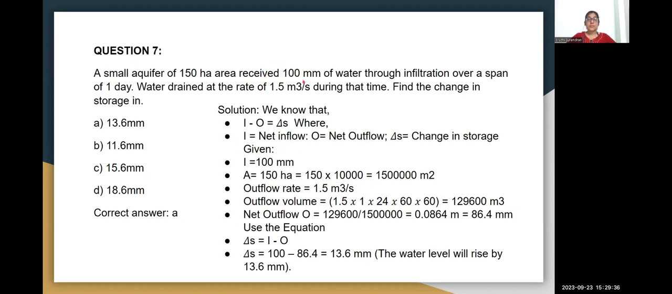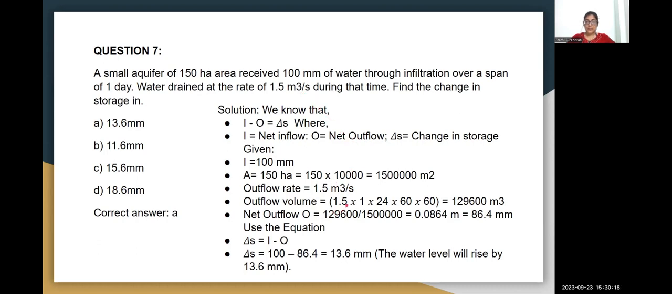Now outflow they have given in terms of rate. Here, inflow is given in terms of millimeter depth, but outflow they have given in terms of rate. We need to find the change in storage in mm, so we need to convert the outflow rate into outflow depth. In order to do that, we calculate the outflow volume by multiplying this term with the duration over which the outflow has happened. They have said that it is getting recharged by 100 over a span of 1 day, and outflow is also happening during that time. So 1 day is the duration we have here.